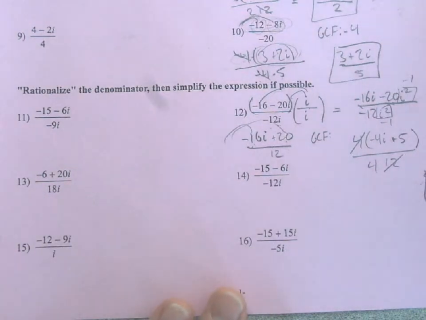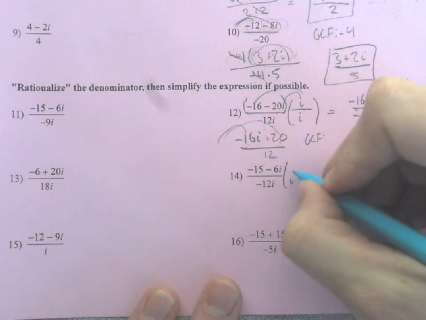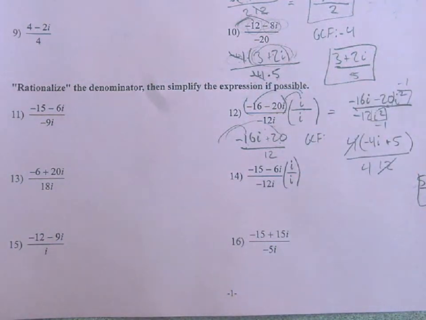All right, 14. The beginning is the same. We just multiply by I over I. Okay, now I should probably say, if you needed help on 12, that's okay. Now you should be trying to do these on your own. Okay, go back and do 11 if you haven't already. Check your answer.